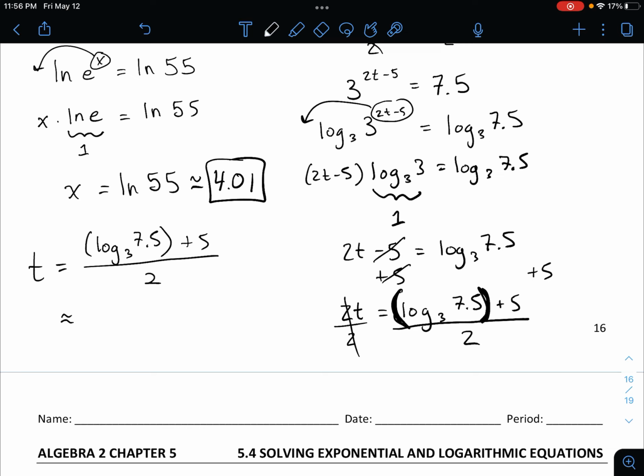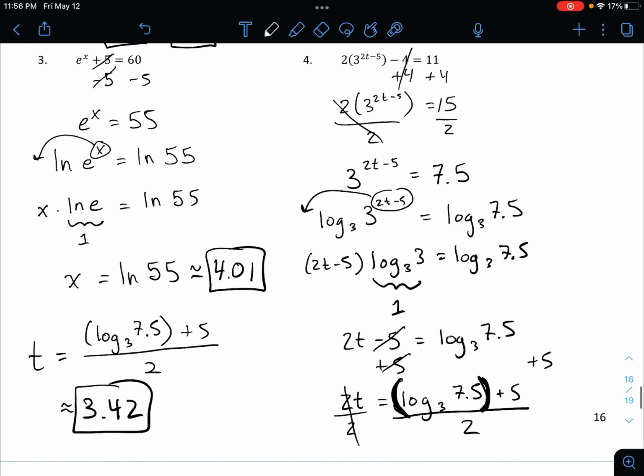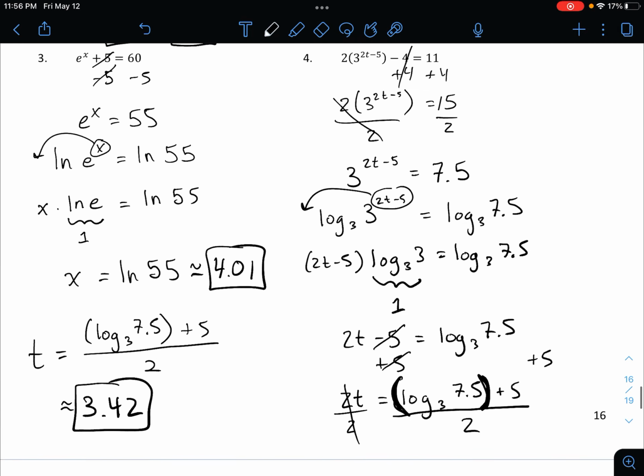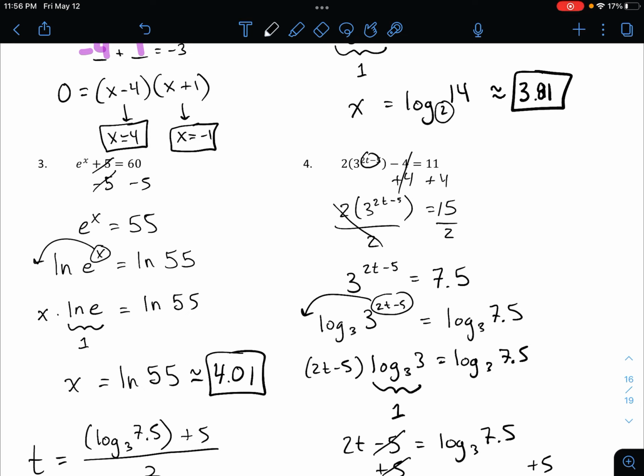So on my calculator, I would type in parentheses, log base 3 of 7.5, close parentheses, plus 5 is also in the numerator. All of that is over 2. And then if we hit enter, we should get approximately 3.42. All right. And so what that means is that if I plug in a 3.42 in for t, it would come out where the left side equals 11 and the right side also equals 11. Okay. And that would be that.